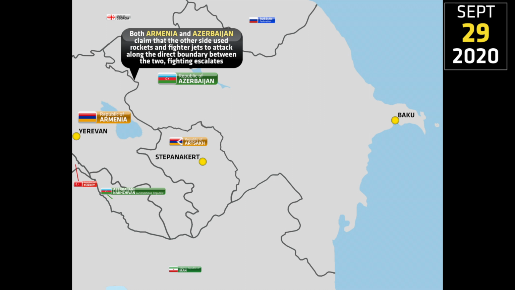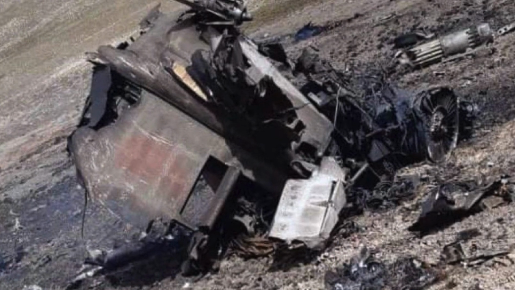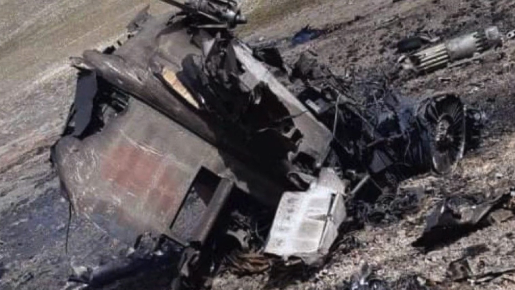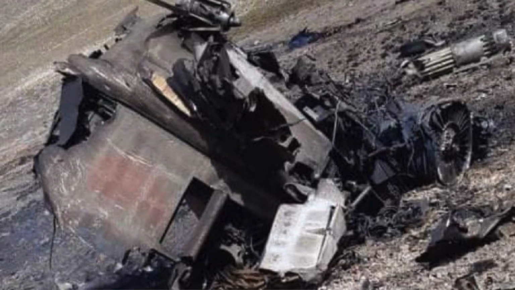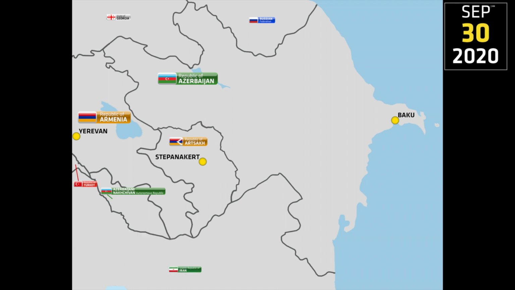Fighting in these sectors began and escalated quickly, at least in terms of force. Later that day, an Armenian fighter jet was downed, with the Armenian Ministry of Defense accusing the Turkish Air Force of shooting it down, as Armenia claims the jet was downed by an F-16, which Azerbaijan's Air Force does not possess.